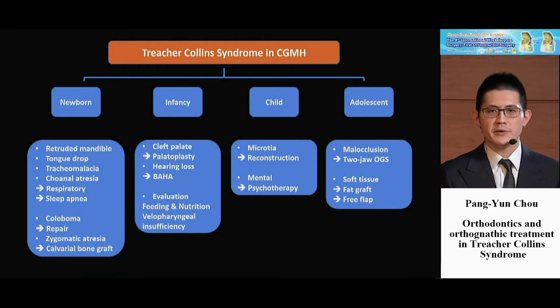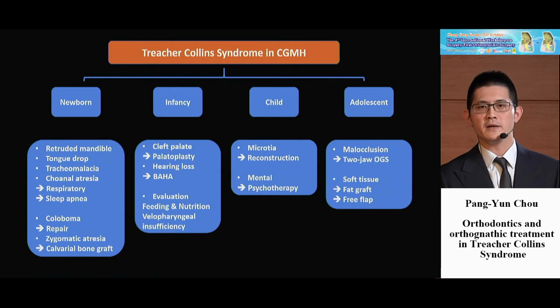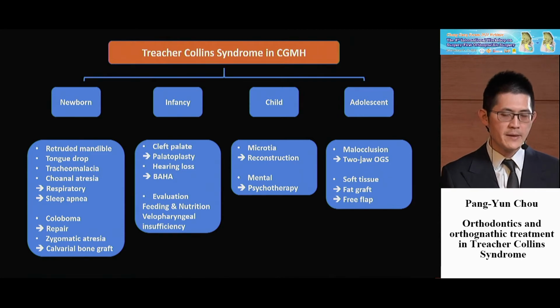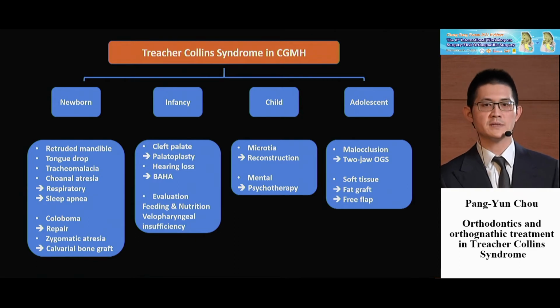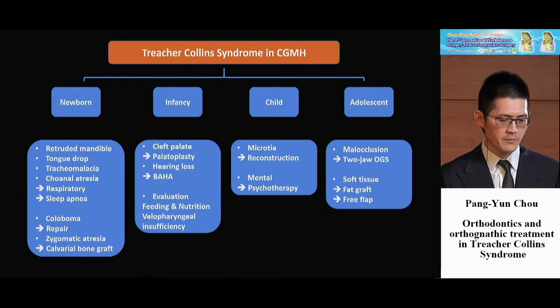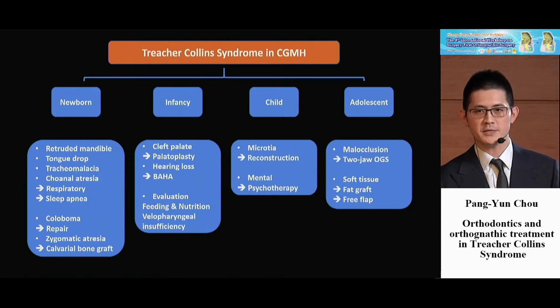So in summary, in the Treacher Collins syndrome treatment in our center, we have divided it into 4 different treatment times. The first one is the newborn stage, then infant, child, and adolescent. Some key points should be focused on, especially in the newborn stage: retro mandible, tongue drop, or tracheomalacia. This kind of problem should be resolved. And then coloboma and zygomatic atresia could be considered to be reconstructed as well.